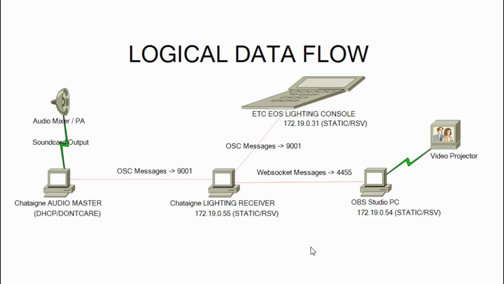So this is our logical data flow and how our show control system will be operating. Our audio master is generally the thing that runs all the cues. The lighting receiver has the ability to trigger cues, but more often than not, it's just going to be a slave operator, showing our lighting operator what's going on. And then the OBS Studio PC could also run things manually if necessary. However, it is also intended just to listen to things and respond. So this is our logical data flow. Let's get to the real thing.